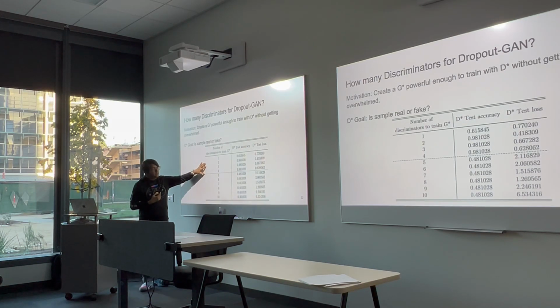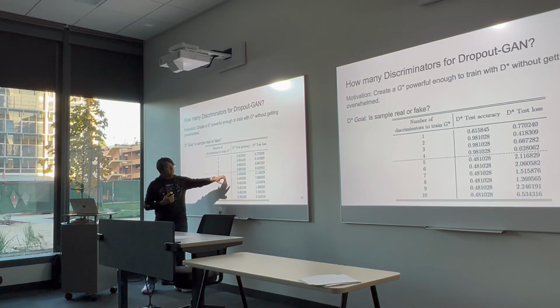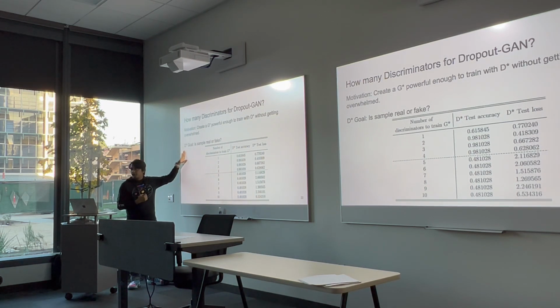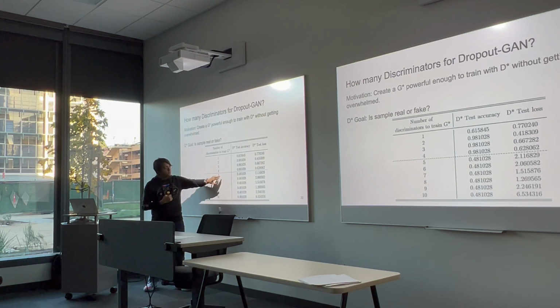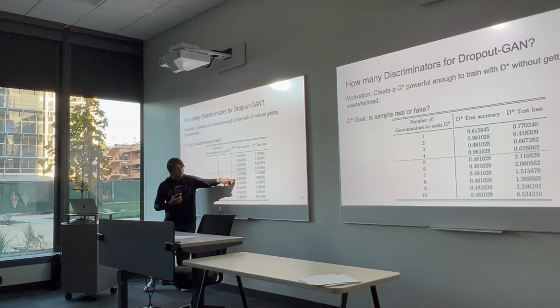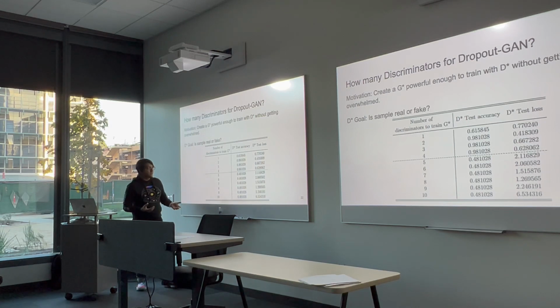We find that as soon as you use 5 discriminators against one generator, remember the dropout of 0.5, we're able to generate convincing samples. Remember, the goal for the discriminator here is to say whether the sample is real or fake. As soon as we use about 5 discriminators against one generator with a dropout of 0.5, the discriminator is not able to tell whether the sample is real or fake. You might notice that the loss varies a little bit, but eventually keeps on increasing as we increase the number of discriminators. So we now have this magic number: use 5 discriminators in your dropout GAN.